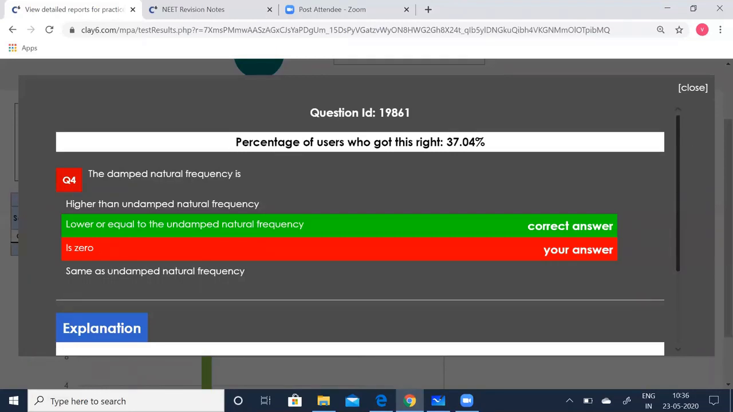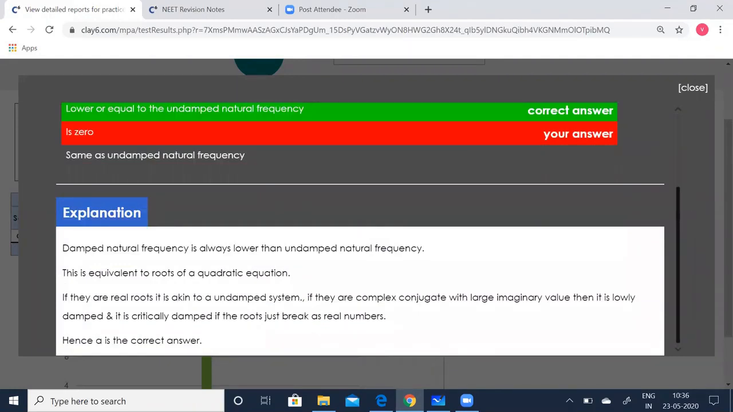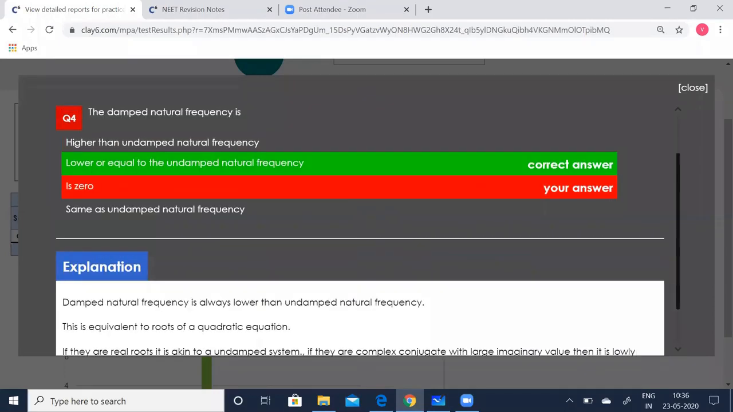So the damped natural frequency is lower or equal to the undamped natural frequency. Let us see the explanation. Damped natural frequency is always lower than undamped frequency. That is equal to the roots. If they are real, it is something similar to the undamped system. If they are complex conjugate with large imaginary values, then it is lowly damped, and it is critically damped if the roots just break as real numbers. So option A should be correct: lower or equal to the undamped frequency. All right. I deliberately went wrong so that you can learn how to assess the wrong questions.